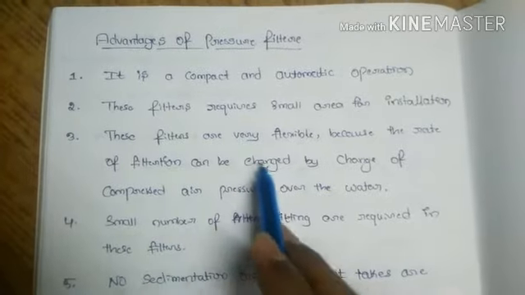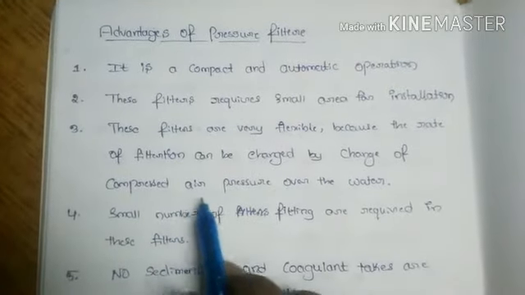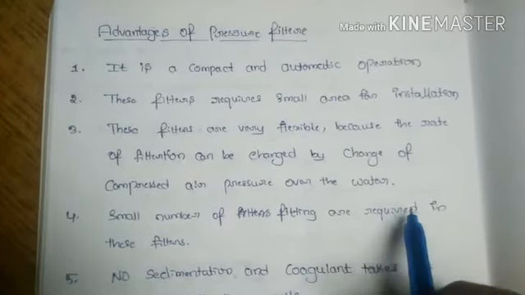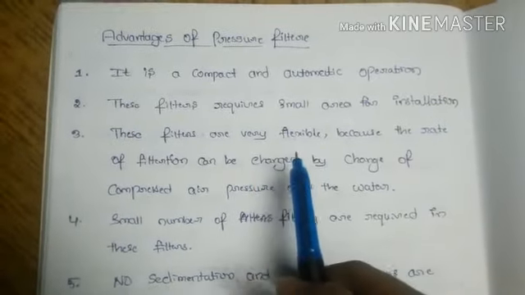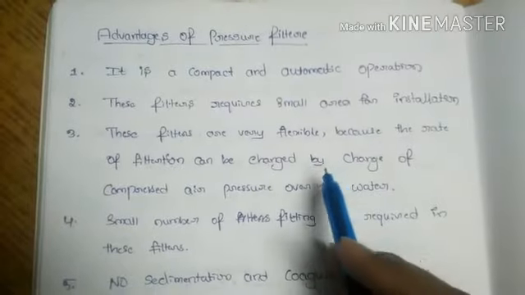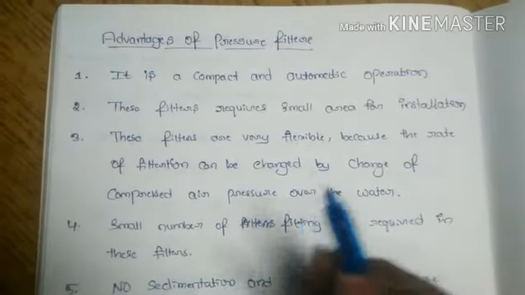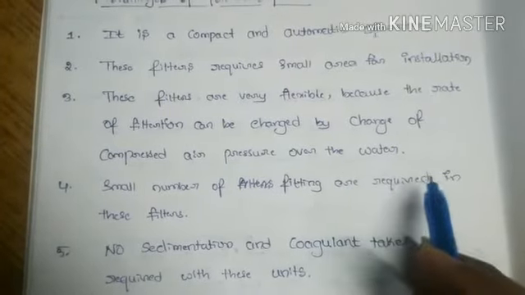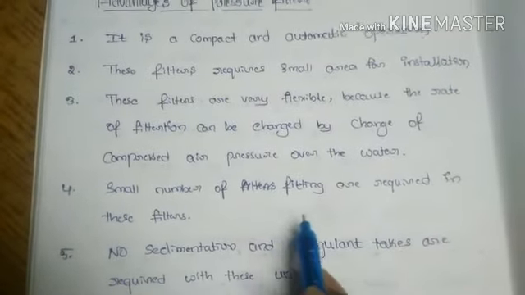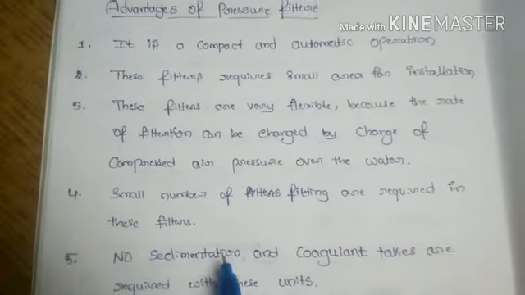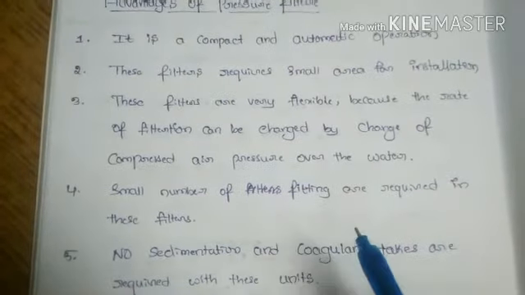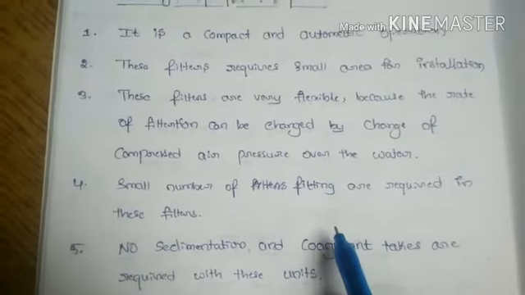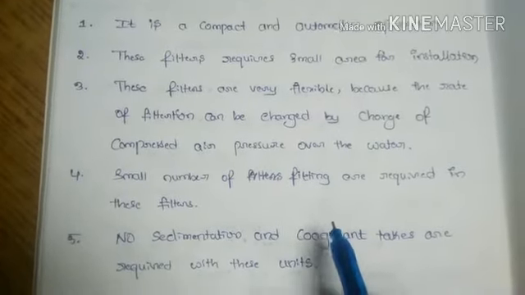These filters are very flexible because the rate of filtration can be changed by changing the compressed air pressure over the water. The filtration is very flexible because it has only two layers. The rate of filtration is very high because the water is entered with a certain pressure, so that the water discharges easily. A small number of fittings are required for these filters. As you know, it is very small, a small cylinder. It requires a very small number of fittings.